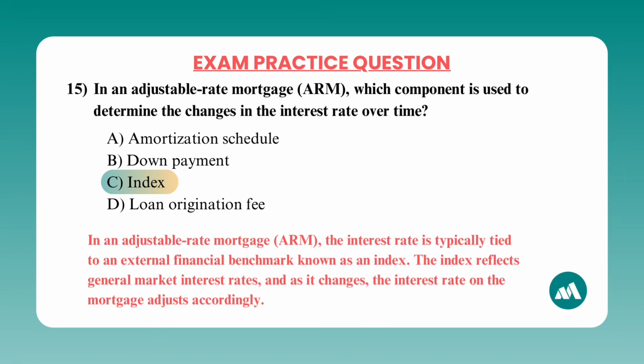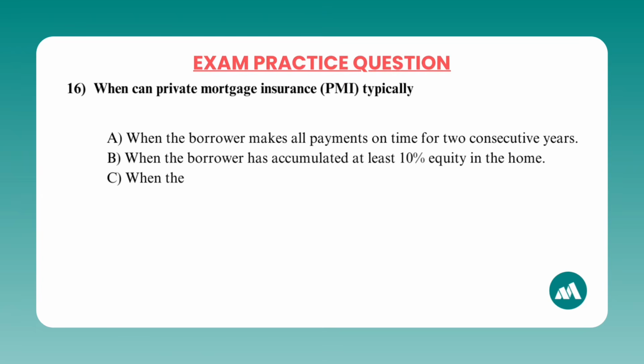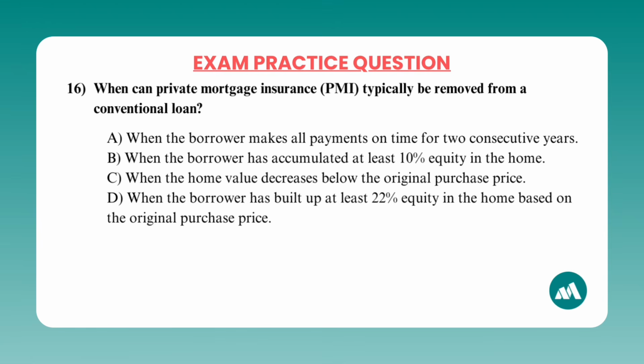Number 16. When can private mortgage insurance, or PMI, typically be removed from a conventional loan? Is it A, when the borrower makes all payments on time for 2 consecutive years? B, when the borrower has accumulated at least 10% equity in the home? C, when the home value decreases below the original purchase price? Or D, when the borrower has built up at least 22% equity in the home based on the original purchase price?